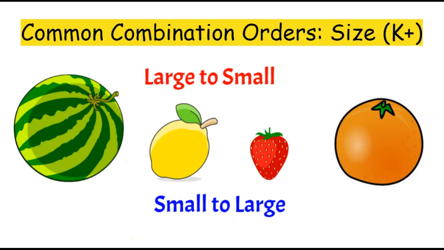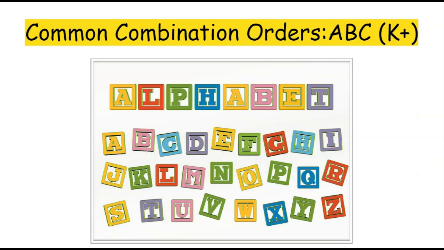Size is another common combination order I would consider appropriate for kindergarten and up. You are putting things in order either from large to small or small to large. Our next common combination order is ABC, also appropriate for kindergarten and up.